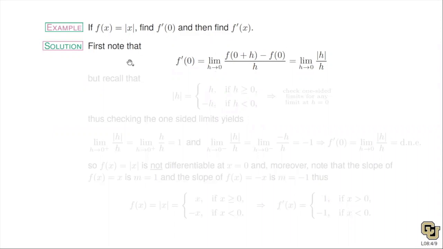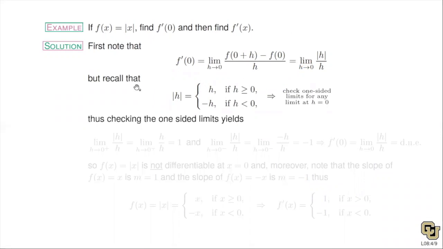In this case, based on the definition of the absolute value function, we're going to want to look at the one-sided limits, because from the left and the right, the absolute value behaves differently. Taking the limit from the right, when h approaches 0 from the right, h is greater than 0. If h is greater than 0, the absolute value of h just equals h. Cancel, cancel, the limit from the right is 1.